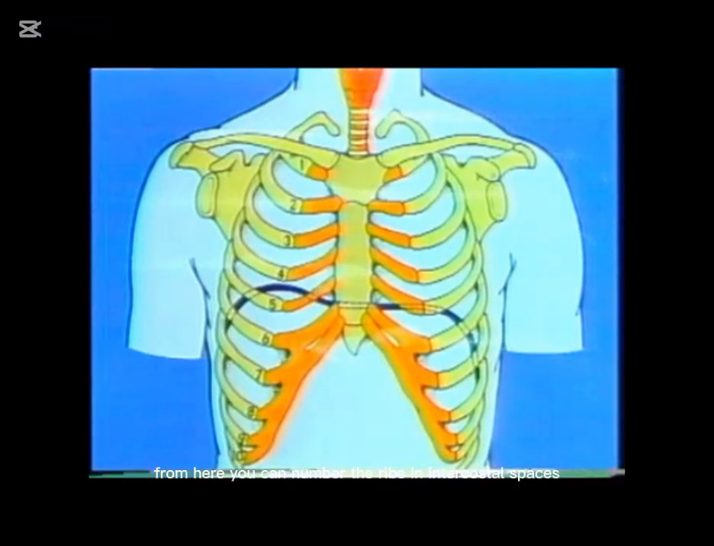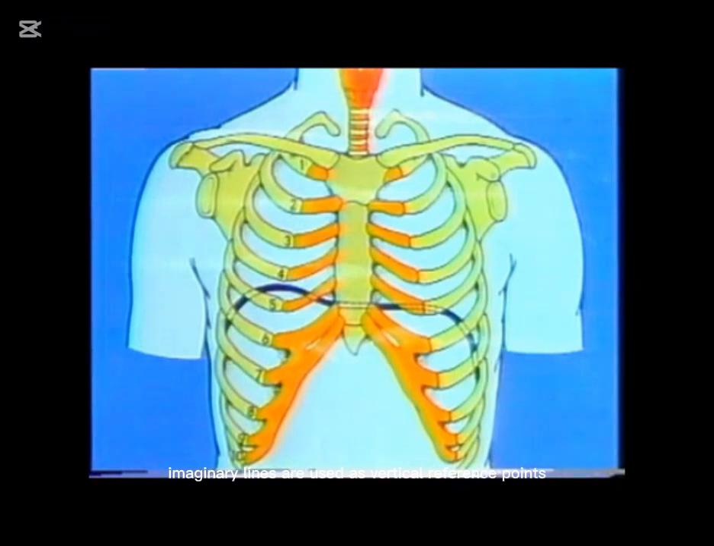From here you can number the ribs and intercostal spaces as you palpate at the sternal border down to the seventh rib. The costal margins are formed by the 8th, 9th, and 10th ribs. The area between the costal margins is called the costal angle. The 11th and 12th ribs are posterior. The intercostal spaces are used as horizontal reference points.